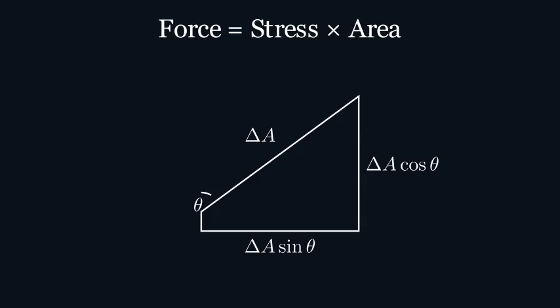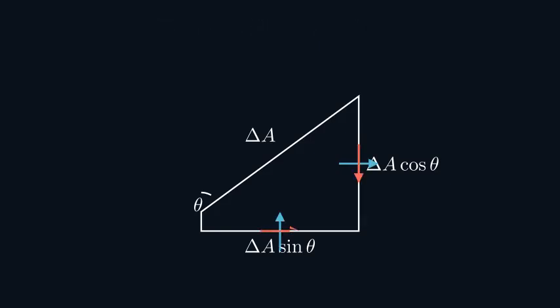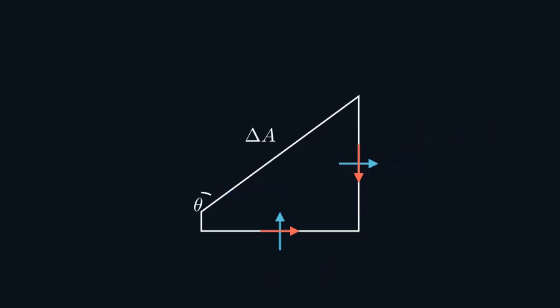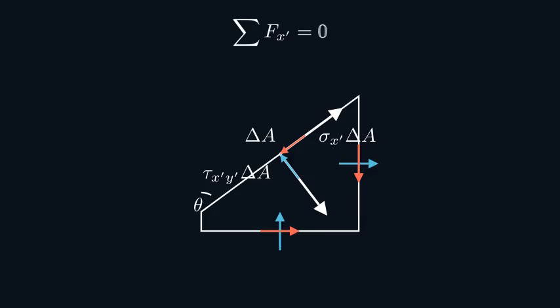Now, we can turn these stresses into actual forces by multiplying each stress by the area over which it acts. These are the known forces acting on our wedge from the rest of the material. These known forces must be balanced by the forces acting on the inclined face. These are the forces we are trying to find, which correspond to the new stresses, sigma x prime and tau x prime y prime. The principle of equilibrium says that the sum of all forces in any direction must be zero. Let's start by summing all the force components that act along the new x prime axis.